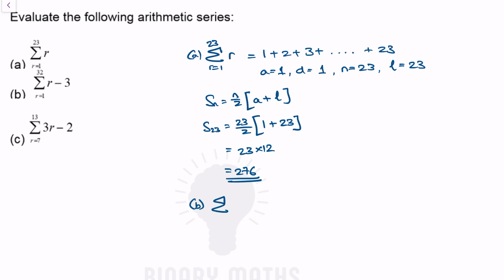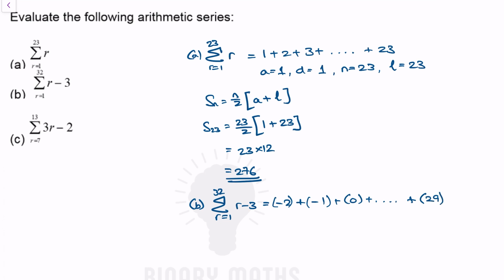So the sum of r from 1 to 32 of r take away 3. Substitute 1 in first. 1 take away 3 is minus 2. And then 2 take away 3 is minus 1. Whoops, no commas in the middle. It should be a plus in the middle because it's a summation. And then 3 take away 3 is 0, all the way up to 32 take away 3, which is 29.